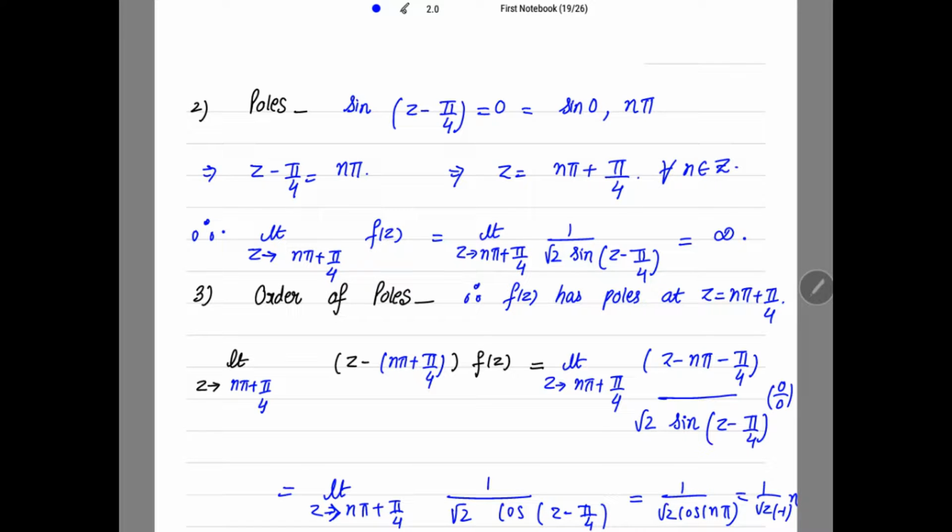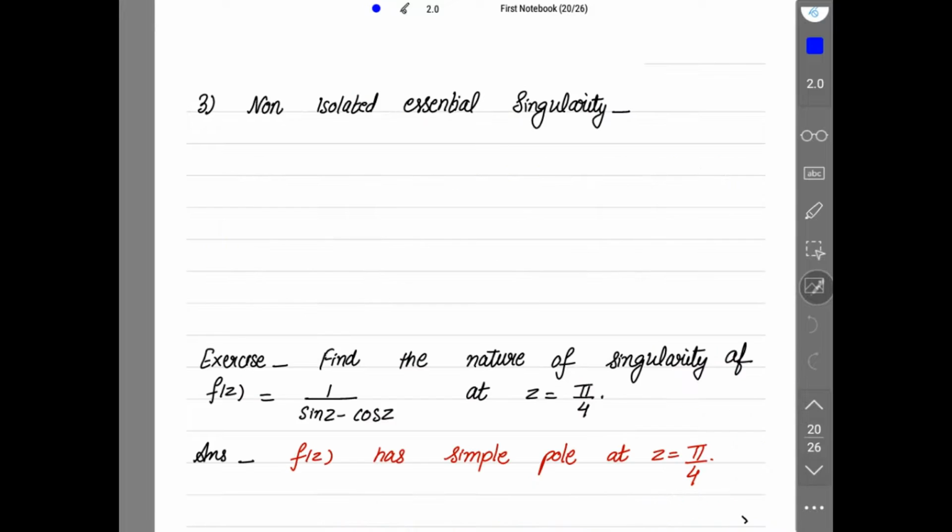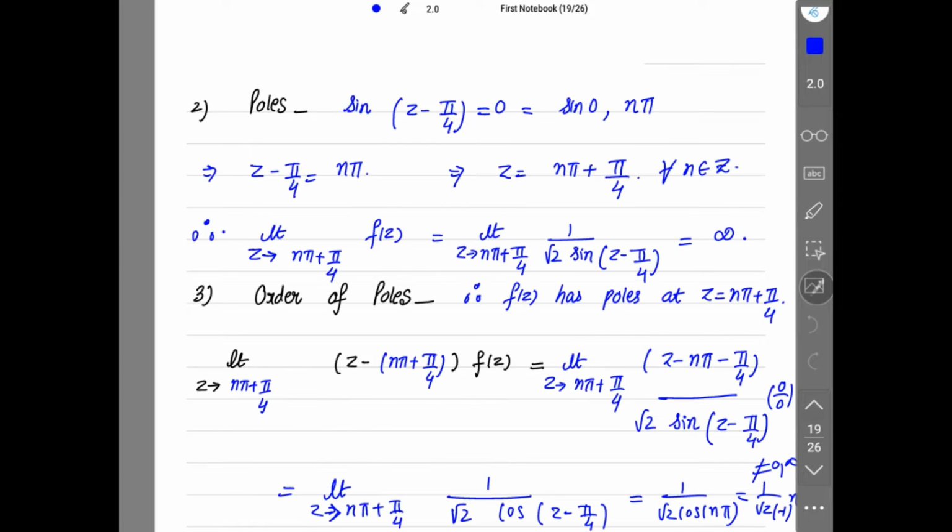So this limit is not equal to 0 or infinity, right? That means I'm having the pole of order 1. I'm having f(z) to be a simple pole of order 1 because here the power is 1. So I will say that I'm having f(z) to be a pole of order 1. So f(z) has a simple pole at z equal to n pi plus pi by 4. I'm writing here f(z) has a simple pole.